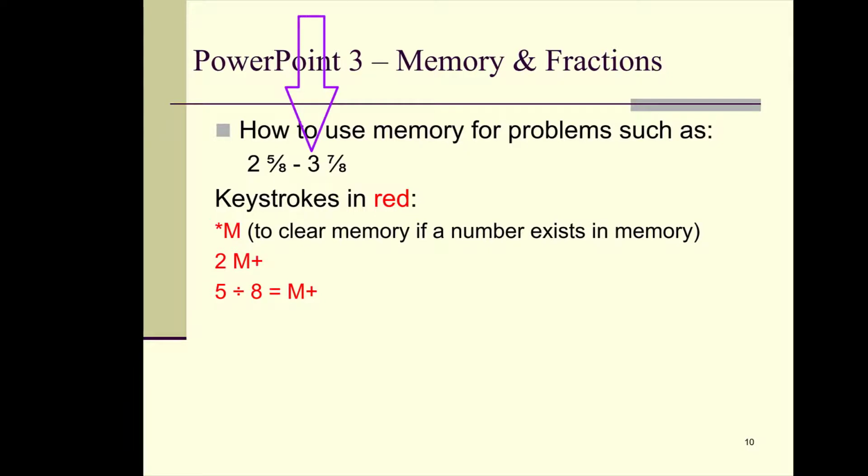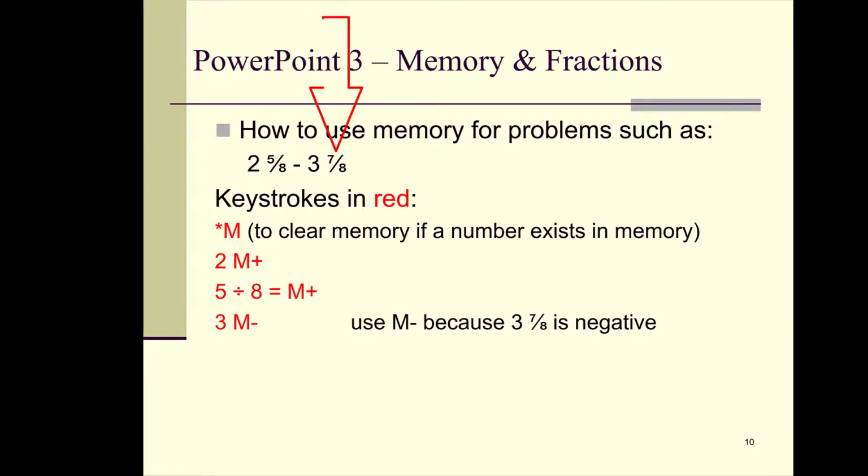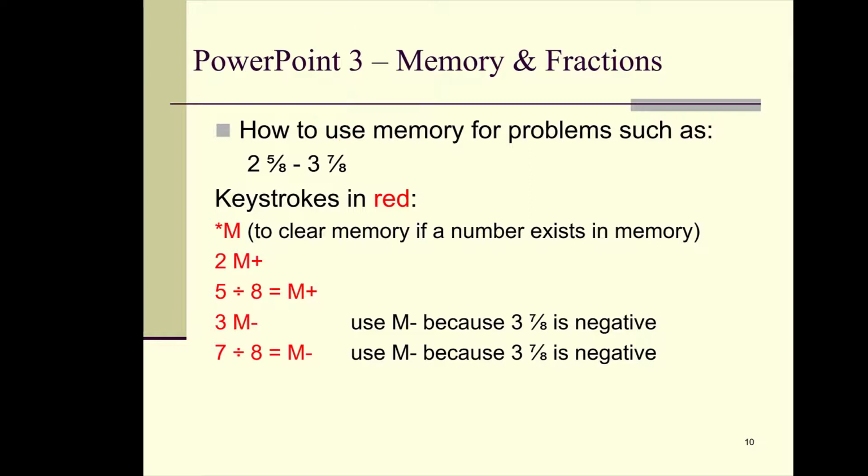And now the 3 and 7/8 is negative, obviously, so we need to subtract that from memory. So enter 3 and then M minus. And then we need to convert 7/8 to a decimal, so we enter 7 divided by 8 equals. And since that is also a negative number, we have to hit M minus. Now we're done, so to display the number that is in memory, you hit diamond M, and you should get minus 1.25 for the answer.